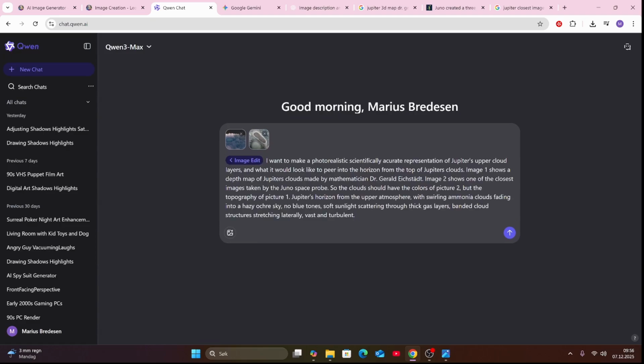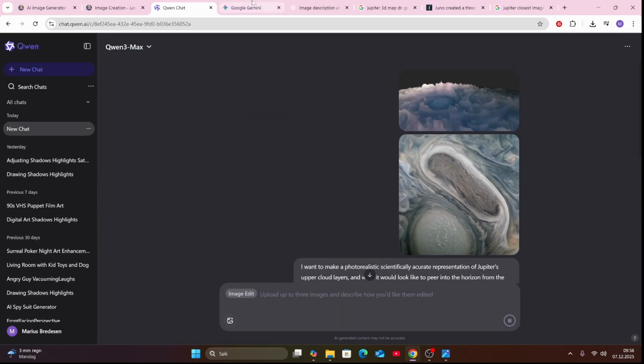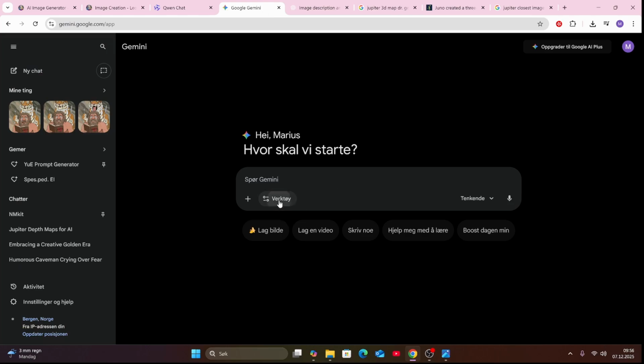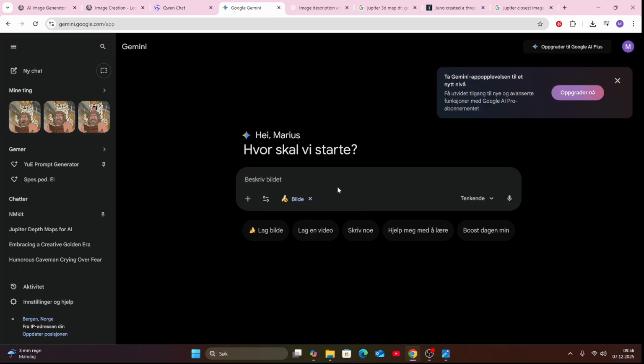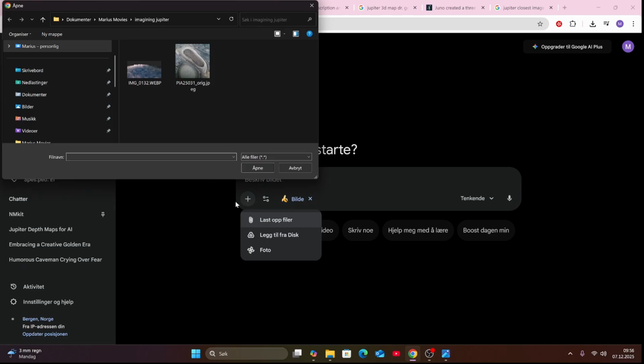Okay, so this is gonna be fun. I don't think it's gonna work, but we're gonna try. So this is trying Qwen. I think we should also try Google Gemini, because it is extremely good at generating images. However, I do get a watermark, so that kind of sucks, but let's see what it can do.